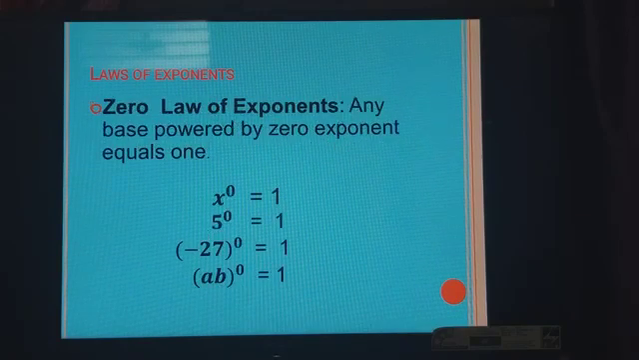Now this is a very important and generalized form, the zero law of exponent. Any base powered by 0 exponent equals 1. What does it mean? It means that whatever number you take, if you raise it to the power 0, you will get 1 as the result.